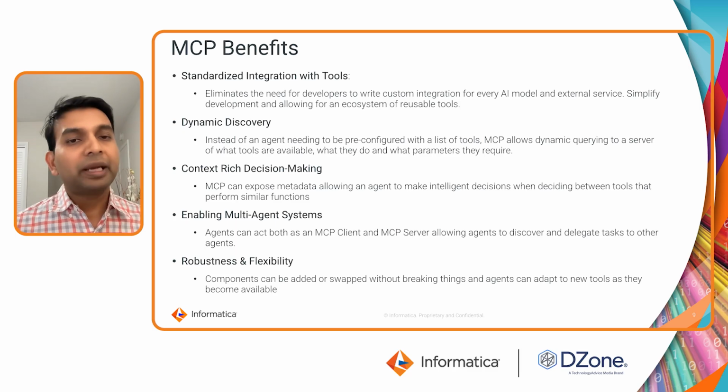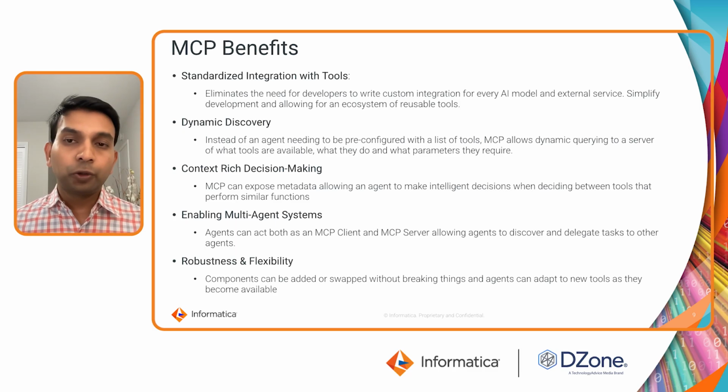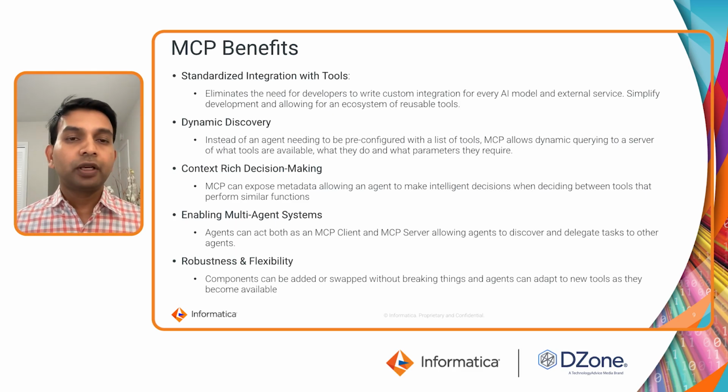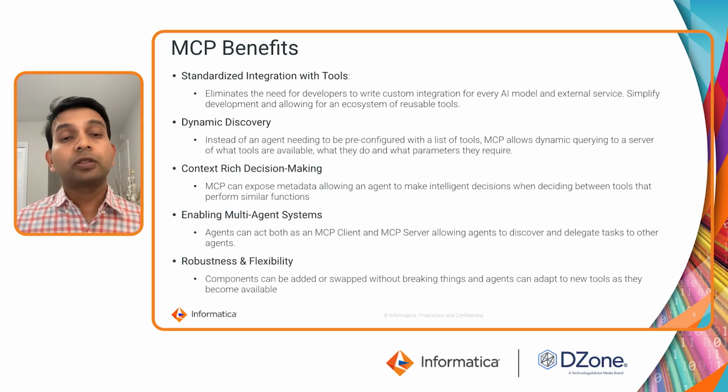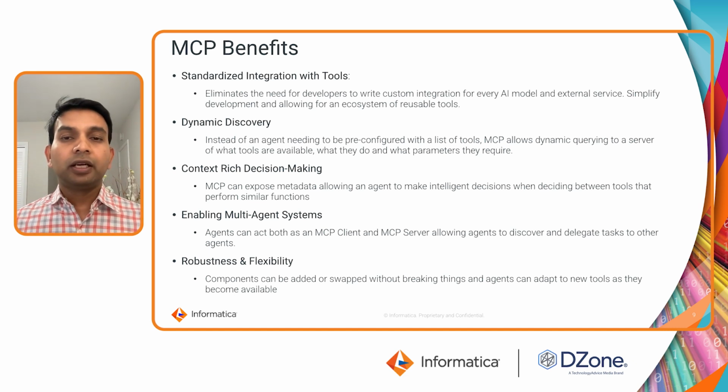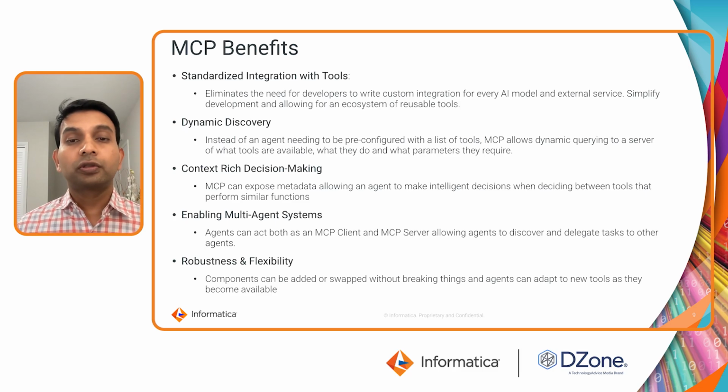I talked about dynamic discovery, and that means agents don't need a pre-configured tool list. Agents can query servers in real time. This enables truly adaptive AI systems. There's also context-rich decision making that is built in. MCP exposes metadata that helps agents choose between similar tools, and the agent knows not to use just the tools that exist, but which one is better for the current task.